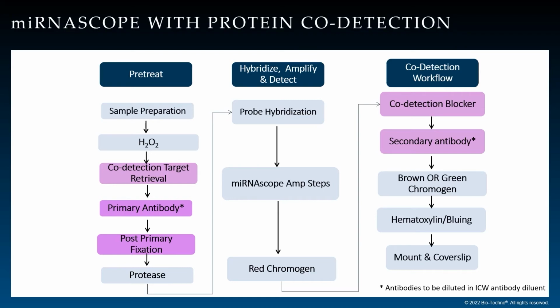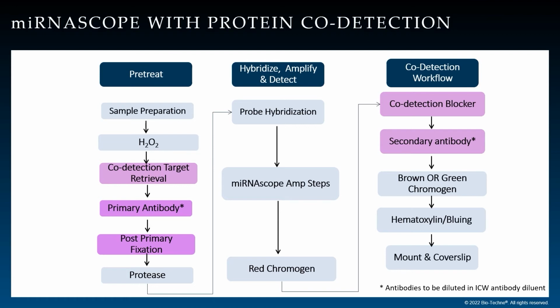ACD's RNA-protein co-detection ancillary kit incorporates the steps of immunodetection into the core miRNAscope assay in our integrated co-detection workflow, abbreviated ICW. ICW uses a co-detection target retrieval buffer specially formulated to enhance protein epitope retrieval and block the tissue. After target retrieval, samples are treated with the primary antibody. A post-primary fixation cross-links the primary antibody to the target protein to protect against antibody stripping. The assay then proceeds with protease treatment, hybridization, amplification, and RNA detection.